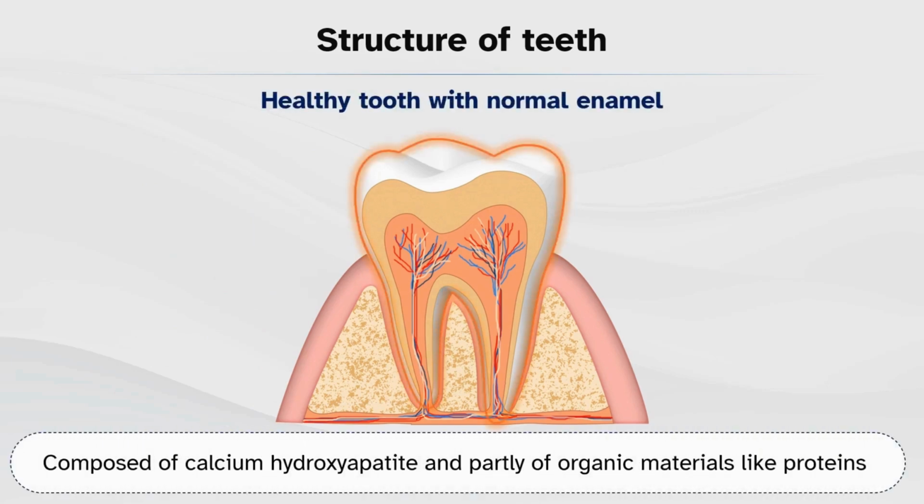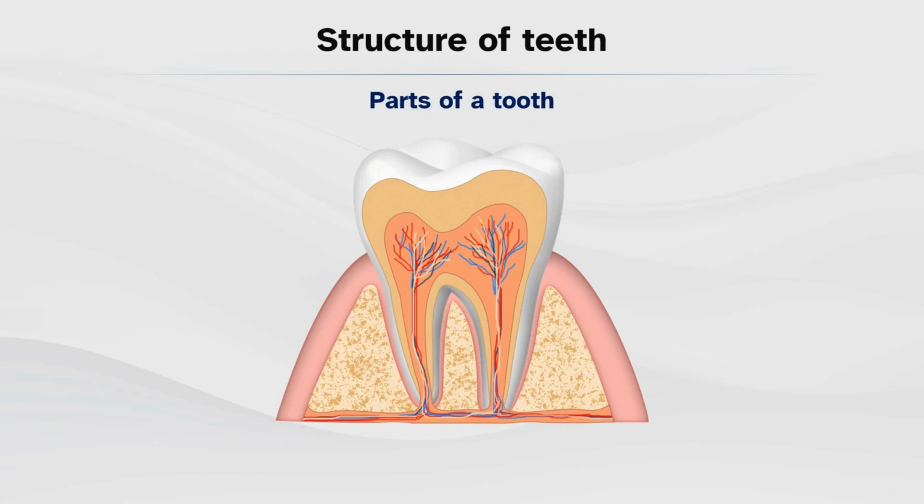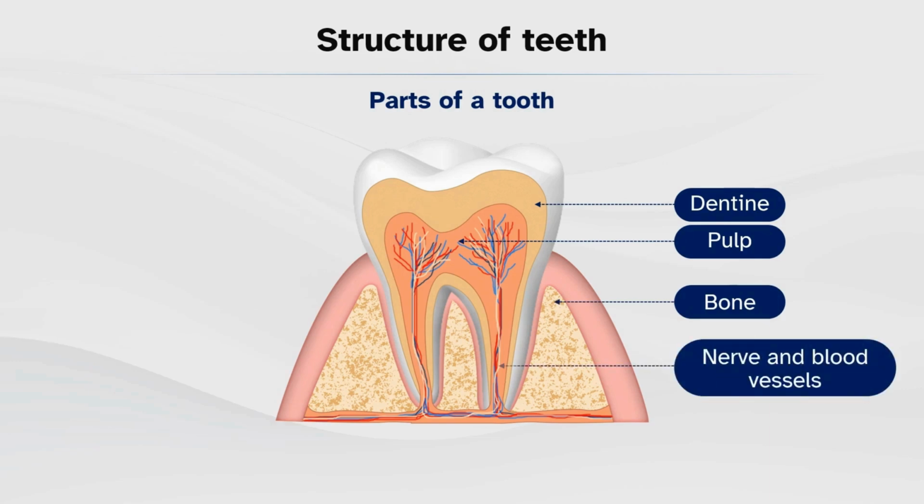Enamel is the hardest substance present in the human body, composed mainly of calcium hydroxyapatite and partly of organic materials like proteins. Below the enamel is dentin, which surrounds the pulp. Inside the pulp are the blood vessels and nerves of the tooth. Some teeth have only one or two roots, but others, like molars, can have 3 or more roots.